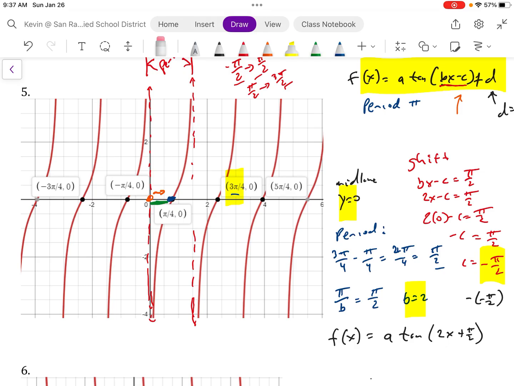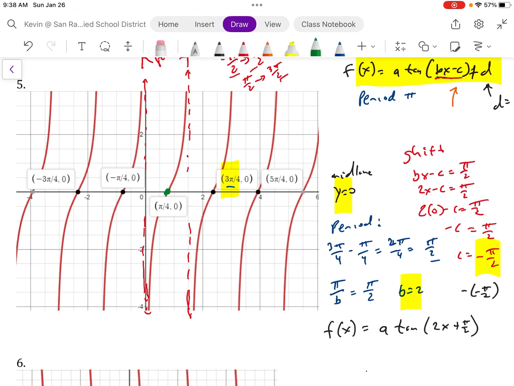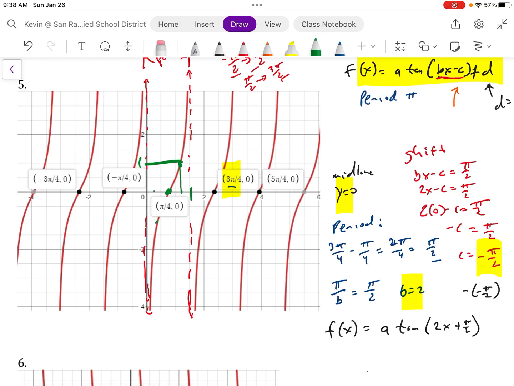Okay, but the last thing we need to find here is our A. And the easiest way to find that is, let me clean this up a little bit here. Let's go in between where our graph crosses the midline and here's my asymptote right here. I'm going to go halfway between those two points, and go up until it hits the graph. It hits the graph right here, and I come over here, and that value is 1.